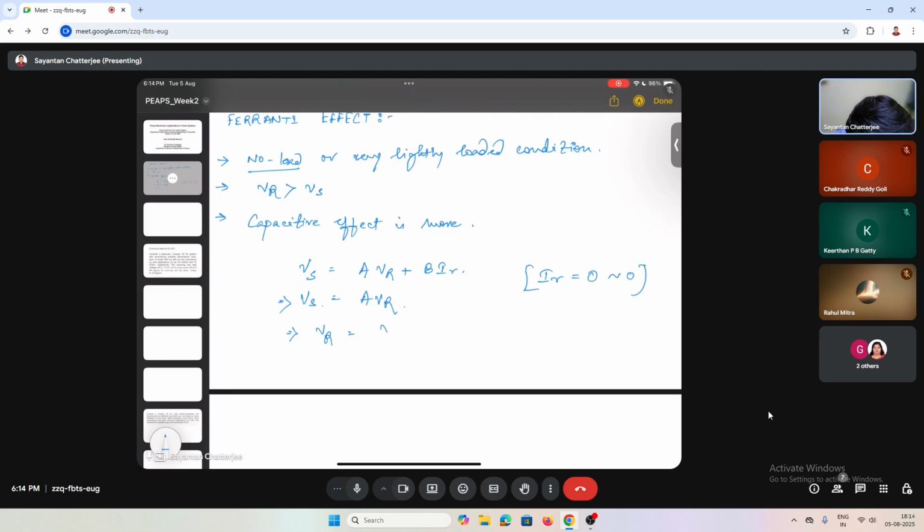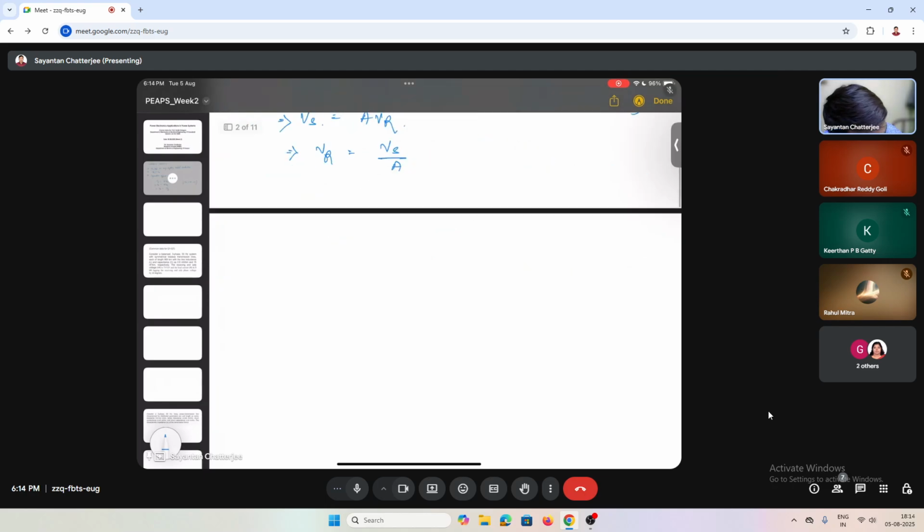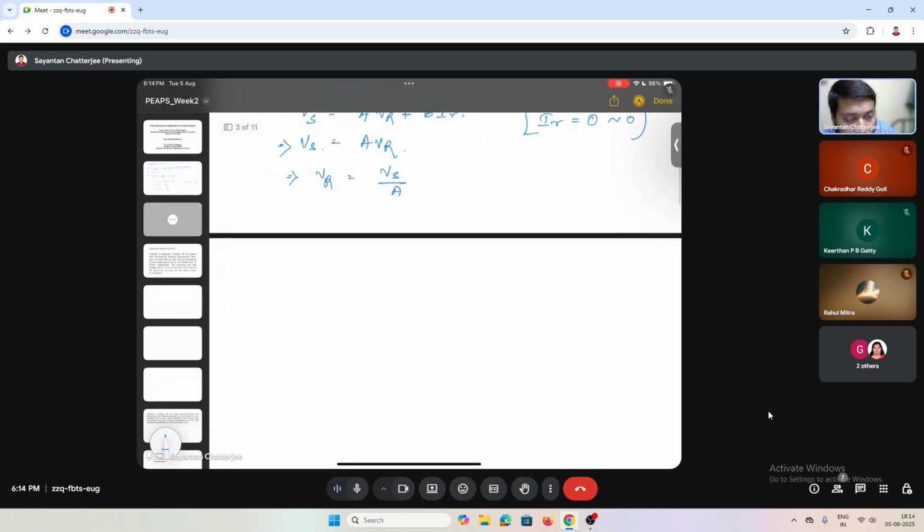Now VR is equal to VS by A, and we know that for a lossless transmission line, this is an assumption to avoid various mathematical complexities, and we get similar results.